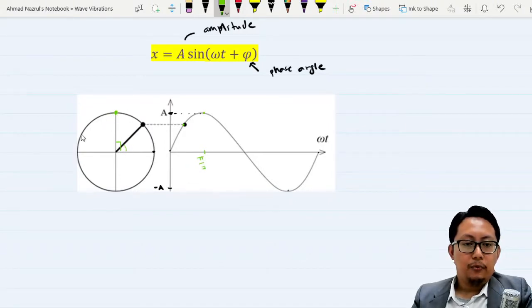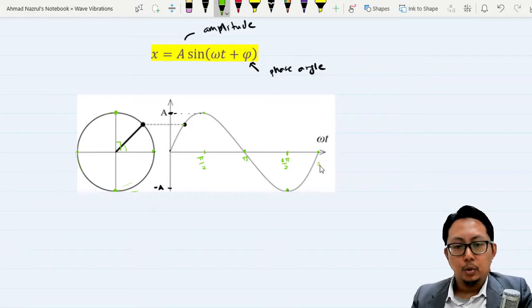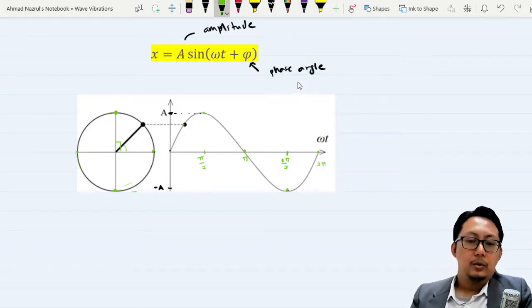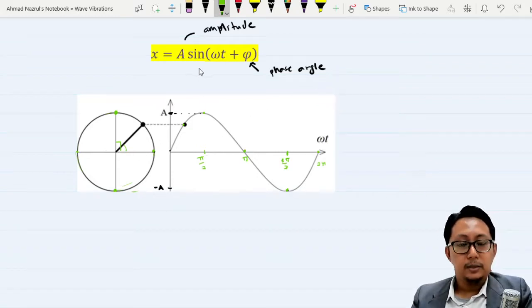And we can move until here, starting from 0 again. This will be 180 degrees, and 180 degrees is pi. Then we move here, 270 degrees. You can see at this point the peak, so it's 3 pi over 2 radian. And the last one, we come back to the initial position, which is 2 pi, equal to 360 degrees. So this is how the equation of sine and also cosine works.